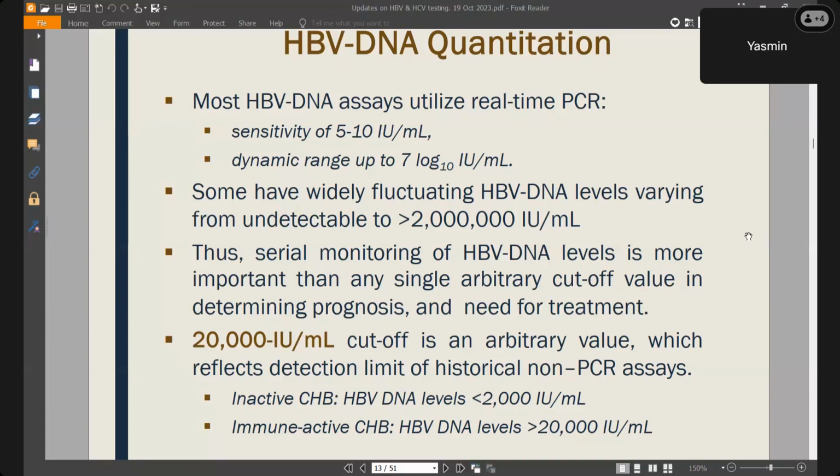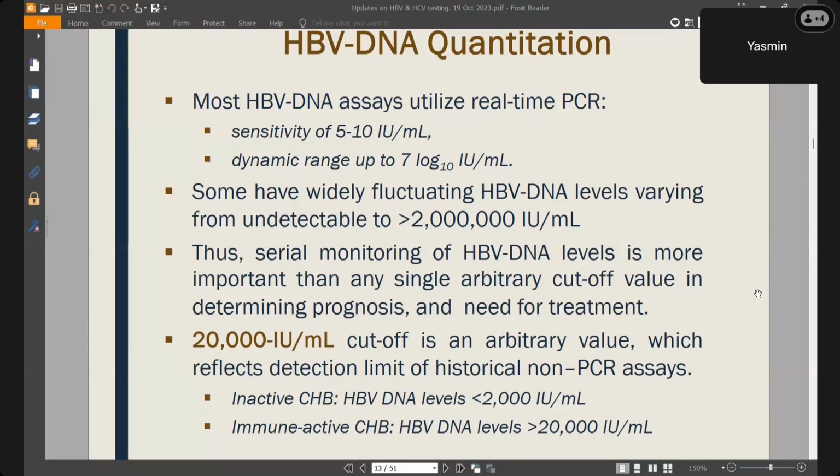But unfortunately, we need to be well aware that some patients have very wide fluctuating DNA levels, varying from undetectable to 2 million. So serial monitoring is vital. It's more important than just one single one-off cutoff value, especially when you want to determine prognosis and the need for treatment. Now, this 20,000 has been used as an arbitrary cutoff value. Actually, it reflects the detection limit of historical non-PCR assays. So that 20,000, if you want to use it, great. If you don't want the so-called single cutoff, fine. But bear in mind, serial monitoring is more important.